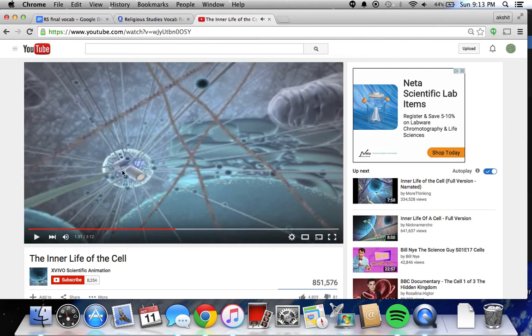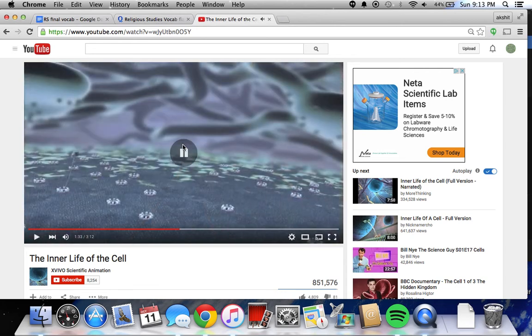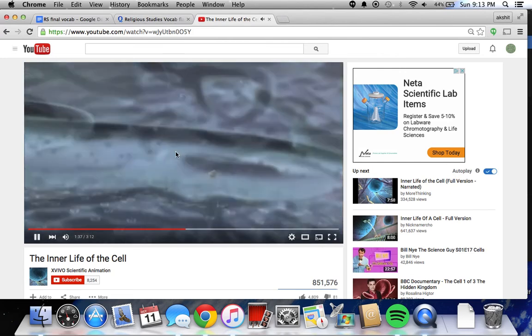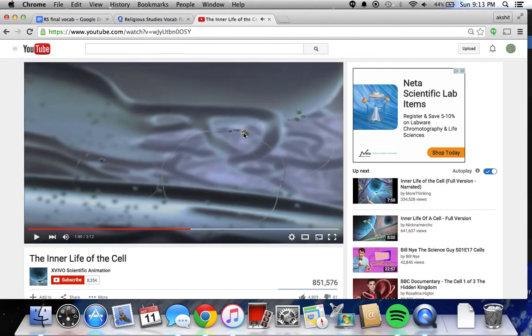So here you see the nucleus. The nucleus is right there, and we'll zoom in on it in a second. Okay, so this is the surface of the nucleus, and these little holes right here are the pores. Messenger RNA, which codes the DNA that's inside the nucleus, is going to come out of the pores. Here we see the mRNA coming out. The mRNA is going to travel to the ribosomes, which are these little green things.